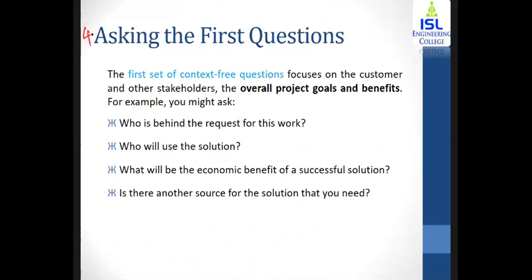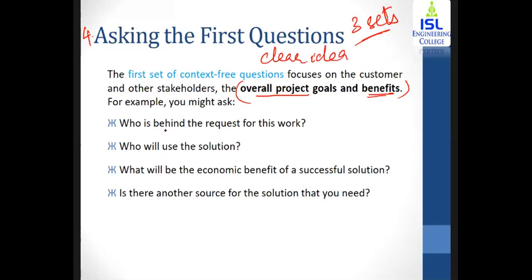The fourth one is asking the first questions. Within asking the first questions, you're going to have three sets of questions that are going to be asked. Now we'll see what the three different sets of questions are. The first set is context-free questions, which focus on the overall project goal and benefits. That is the first set of questions, so that you get a clear idea of the goal of the software that you're developing, and the different benefits that can be achieved when the software is built.